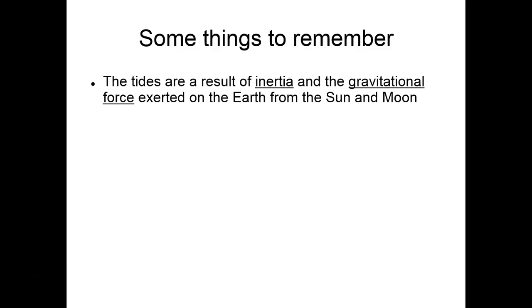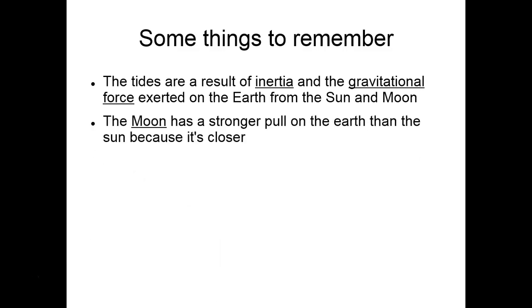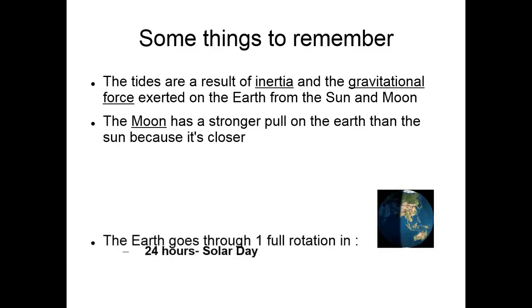Okay, so let's go over a couple of things. One, the tides are a result of inertia and the gravitational force exerted on the Earth from the sun and the moon. The moon has a stronger pull on the Earth than the sun does because it's closer than the sun is, even though the sun is larger.